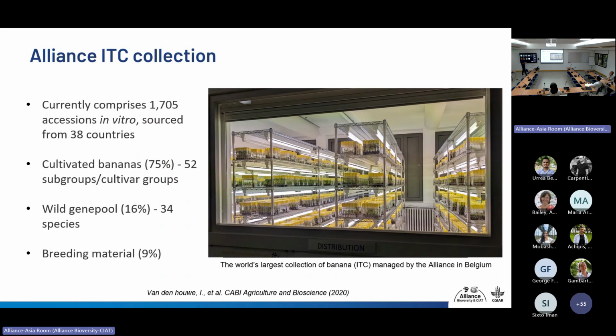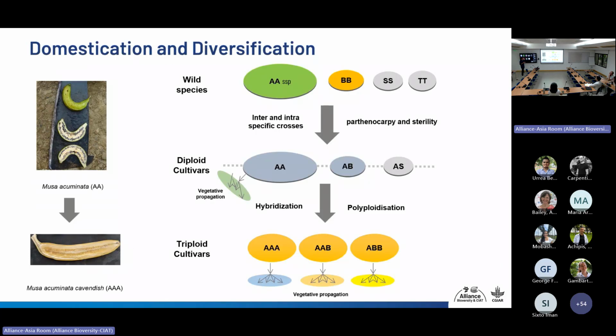But our objective in the team is really to characterize this diversity and to promote the use of this diversity. And to do that, it's important to understand the domestication and the diversification of bananas. So the usual diagram for domestication is this one. So we start with some wild species that are diploid species, Musa acuminata for A, Musa balbisiana for B, Musa schizocarpa for S, and Australimusa textilis for T.